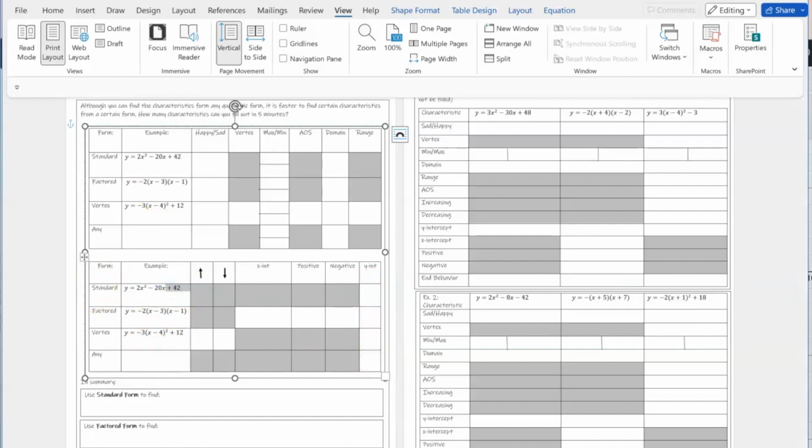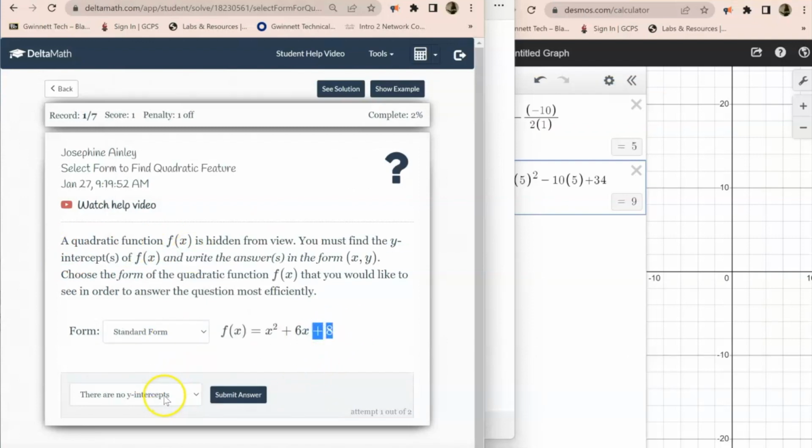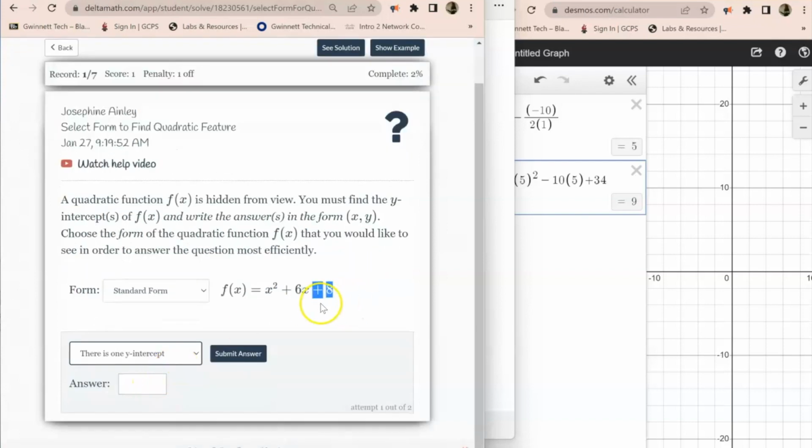All right, so that's the one that I'm going to pull from. So I'm going to say, hey, I want standard form because I can just see the y-intercept is 8. All right, so here I'm going to say they are one y-intercept. And what is that y-intercept?